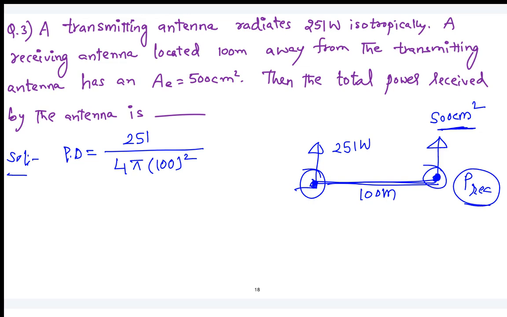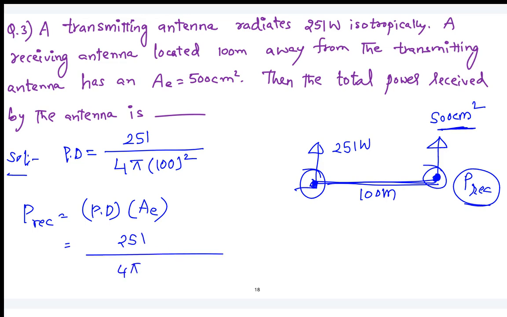In order to get the received power, what you have to do? The power density multiplied by the area. Okay, you can do the simplification. 251 divided by 4 pi. Just a second. You can do the calculation and tell me what is the value. I will be back.